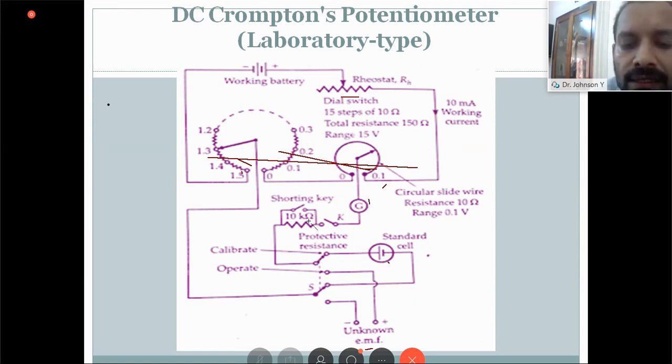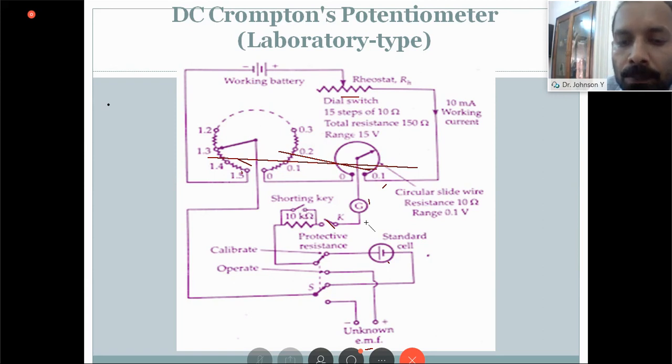And another thing is a key connected here, a shorting key, and a protective resistance. These three are connected here. The shorting key and protective resistance are connected because in the beginning there may be a chance of high current flow. At that time we use this protective resistance in the circuit. And when the current increases or it is in the working condition, then this is replaced by this shorting key, mainly at the final touching time.